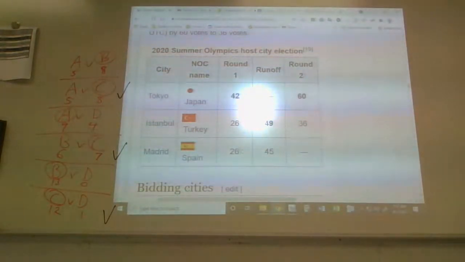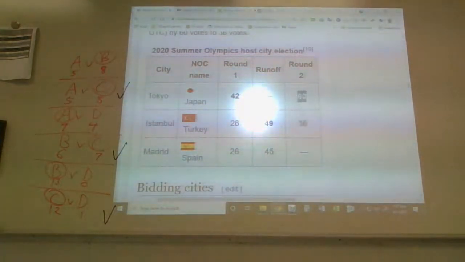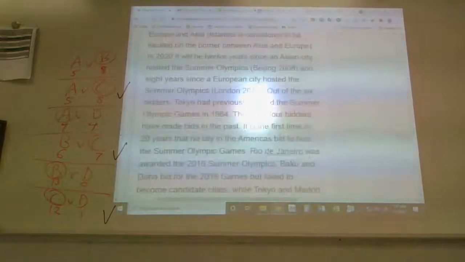That doesn't happen in real life. So they voted on just Turkey and Spain and they eliminated Spain clearly. And then Turkey went on to go against Japan, and what ended up happening was Japan won, and that's how Japan became the host city for this crazy Olympics.